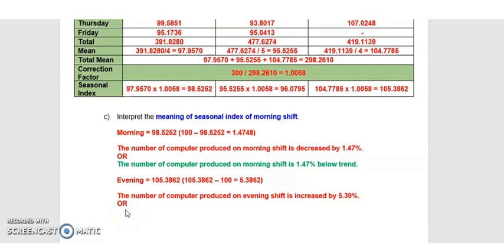Or we can also interpret it as the number of computers produced on the evening shift is 5.39% above the trend, because it is more than 100%. Okay, so that's how we interpret the value of the seasonal index. More than 100% means increase, less than 100% means decrease. Or more than 100% is above the trend, or less than 100% is below the trend.